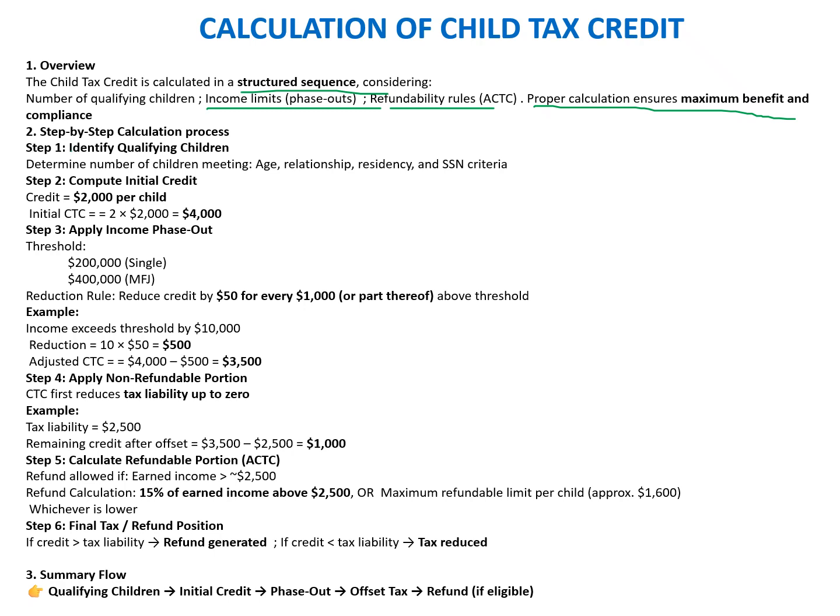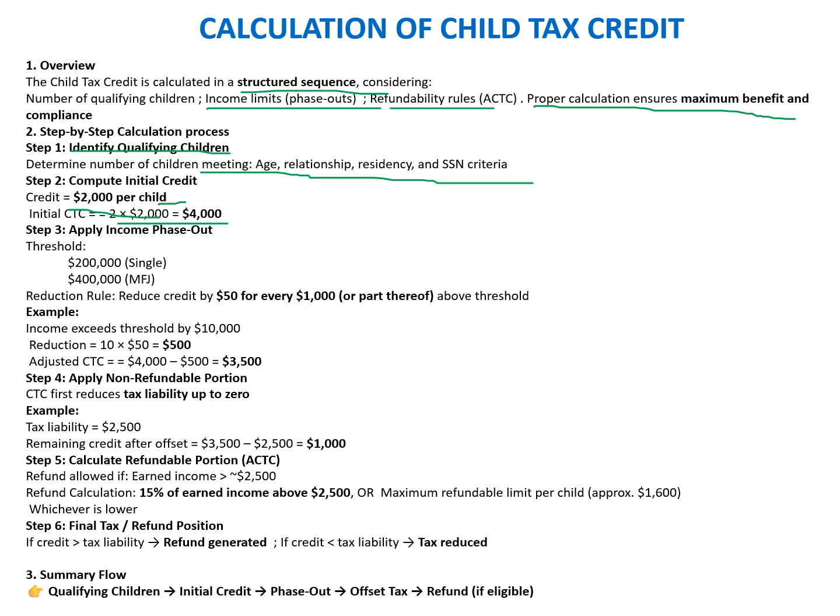The first step is to identify the qualifying children. This is very, very important, and it is done on the basis of the eligibility criteria that we already discussed in the last slide. Determine the number of children meeting the age, relationship, residency, and support criteria. Then we have to compute the initial credit. The credit is 2000 per child. This is very, very important. So the initial CTC is 2000 per child, and for two children, it is 4000.